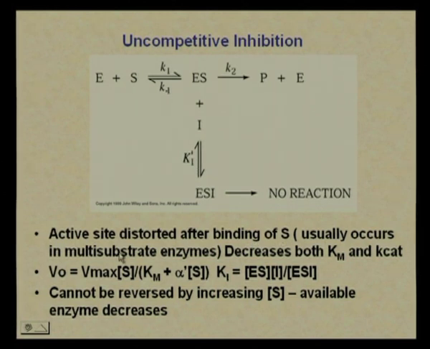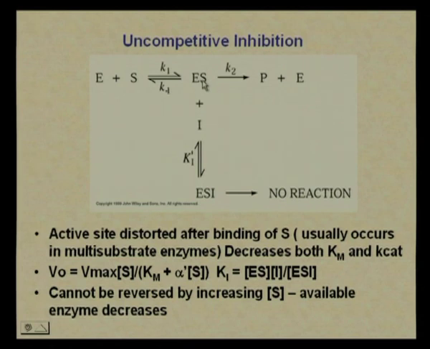This usually occurs in multi-substrate enzymes, where you have more than one substrate, like the bi-substrate reaction that I showed you, where you can have inhibitors. So, you have an active site that is distorted after binding of the substrate, and it decreases both the Km and the Kcat value. So, if the Kcat is decreased, what is going to happen to the Vmax? It is going to decrease, and the Km also is affected.